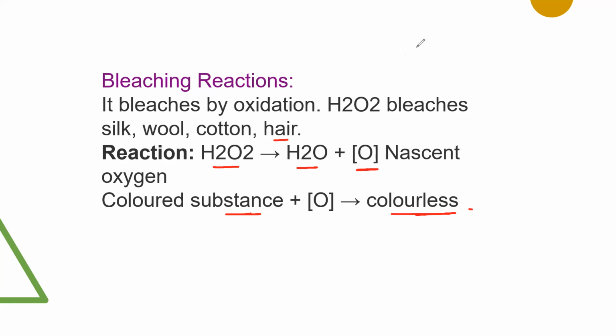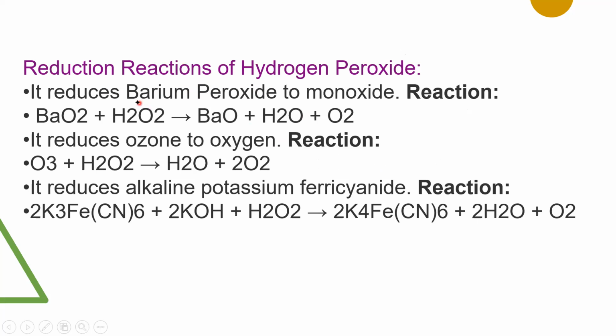Next, continuation. Some more important reactions I would like to discuss. Now, reduction reactions of hydrogen peroxide. Since oxidizing properties we have done, now we have to see reduction reactions of hydrogen peroxide. It reduces barium peroxide to monoxide. So barium peroxide on reaction with hydrogen peroxide forms barium oxide, that is barium monoxide, plus water plus oxygen gas. It reduces ozone to oxygen. So ozone on reaction with hydrogen peroxide forms water plus oxygen gas.